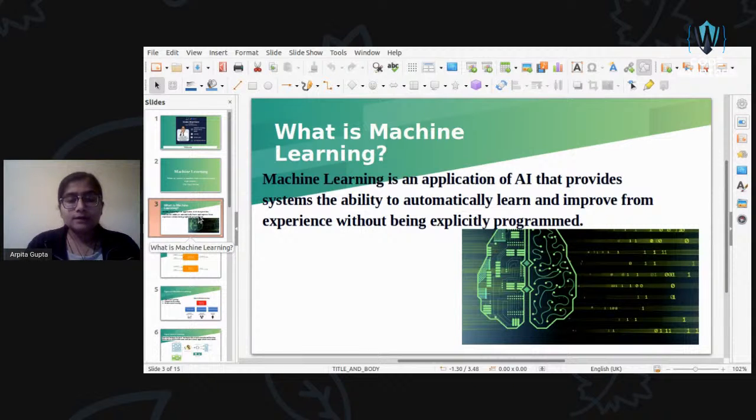Talking about this formal definition, basically it is an application of AI that provides the system, systems meaning the computer, the ability to automatically learn and improve from experience. A machine or an algorithm learns from the experiences as well as the data which we give it. It gets the data, we train our model or algorithm on that data, and then eventually it gets insights or patterns out of that data. The computer has learned and is able to replicate human intelligence on the basis of those experiences. So that would be a formal definition of machine learning.